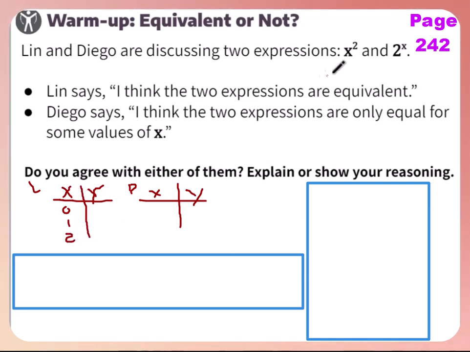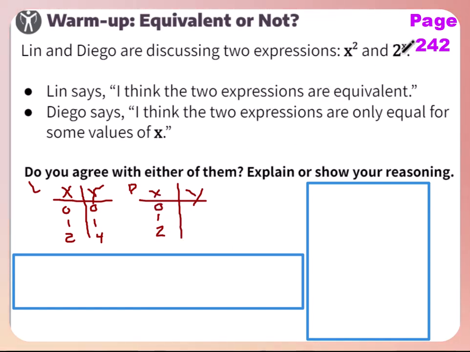Okay, so for Lynn, we're going to take our values and we're going to square them. 0 squared is 0, 1 squared, 1 times 1 is 1, and 2 squared is 4. We're going to use those same numbers, or you can pick different numbers, it doesn't matter. I'm just going to choose 0, 1, and 2 because I want that 0. I want the initial value.